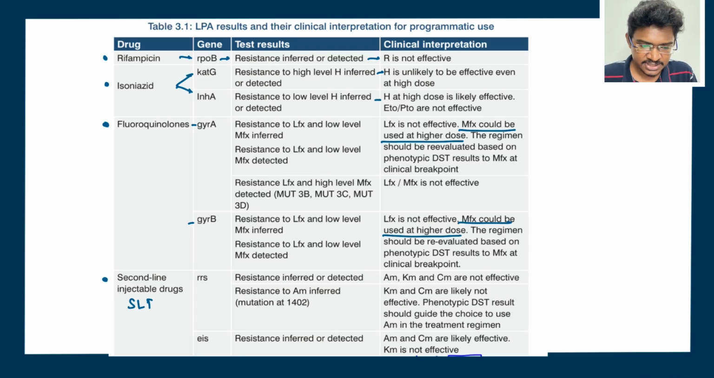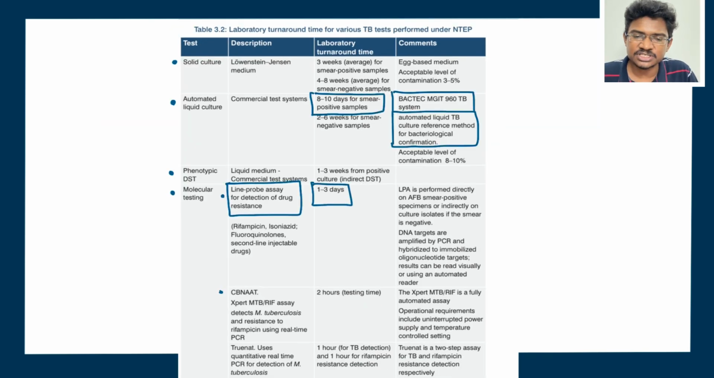Okay. Next is our lab turnaround time, where they are focused on liquid culture, which is the BACTEC MGIT, which just takes 8 to 10 days compared with the 3 weeks of solid LJ medium. As well as next, what you should know is LPA, which takes 1 to 3 days, but it detects the resistance of all the genes which you have discussed. Those genes, if you see properly, will be covering the first line ATTs, then they will also cover the fluoroquinolones and second line injectables. Next, CBNAAT you should know 2 hours, and TrueNAT just 1 hour. This you should be knowing.